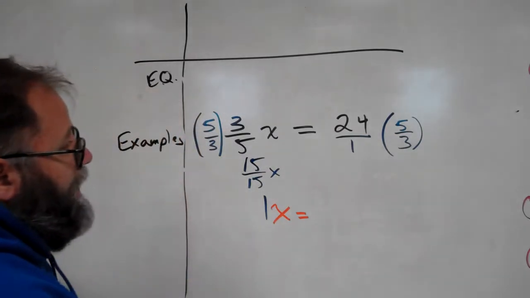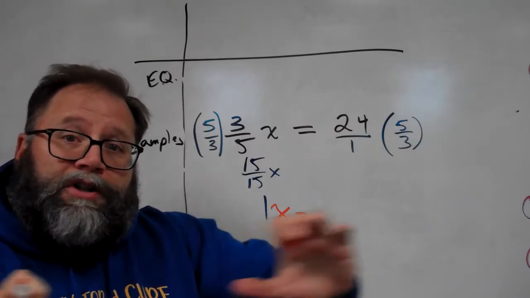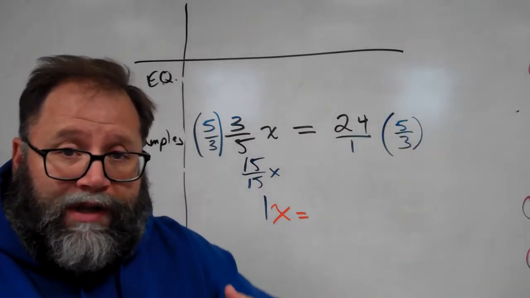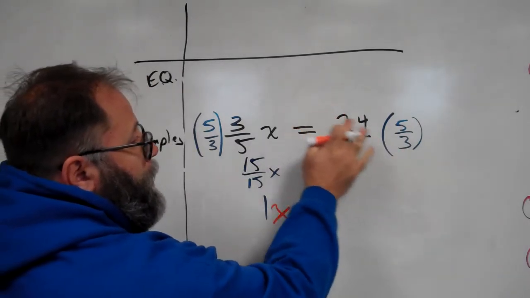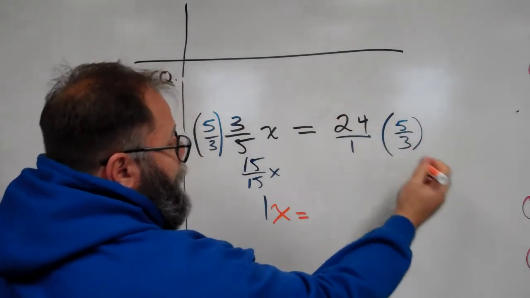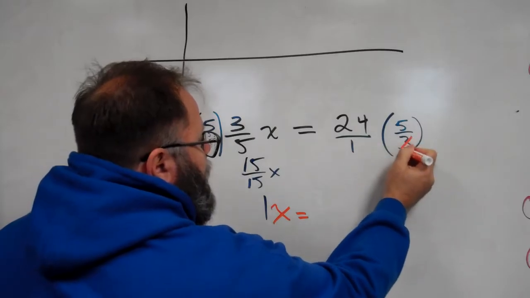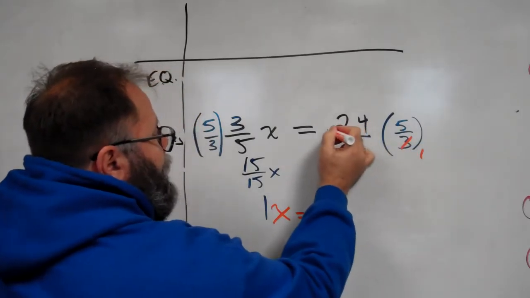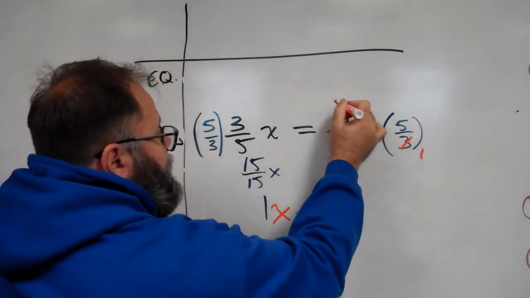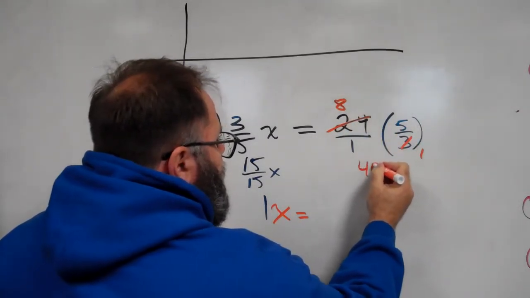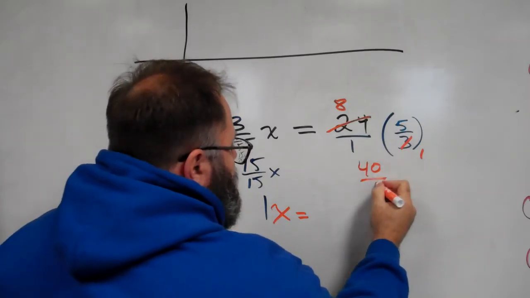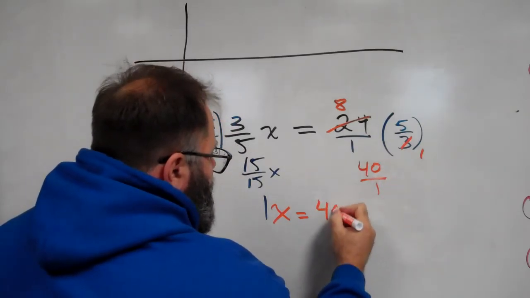On the other side, now, we can multiply it out and then do some division, or we can simplify ahead of time. When I look at this, I know 3 and 24 work together. They are a fact family, so if I divide this by 3, I can make this into 1. If I divide this by 3, I can make this into 8. And now I have 8 times 5 is 40, and 1 times 1 is 1, which means 1x equals 40.